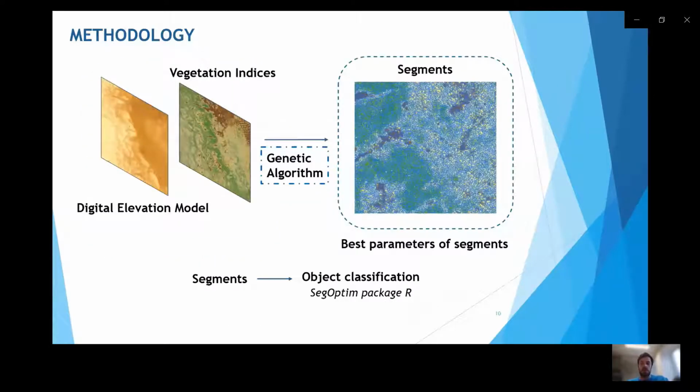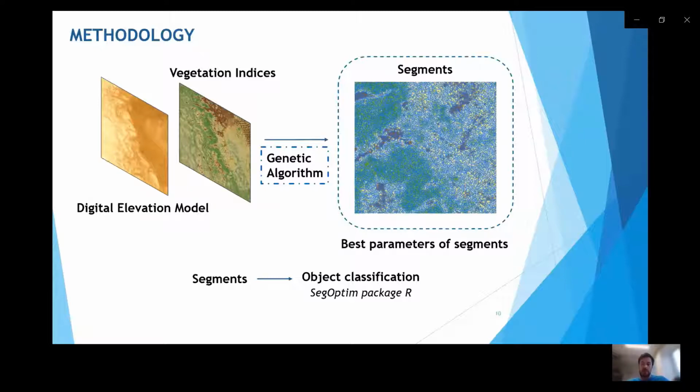Here, we did not use the digital elevation model and vegetation indices for a classification, but for a segmentation of images. This means that we divided the image into recognizable objects according to the reference samples. The divisions are called segments and they constitute the objects which are going to be classified. For this purpose, we use the SegOptim package in R.